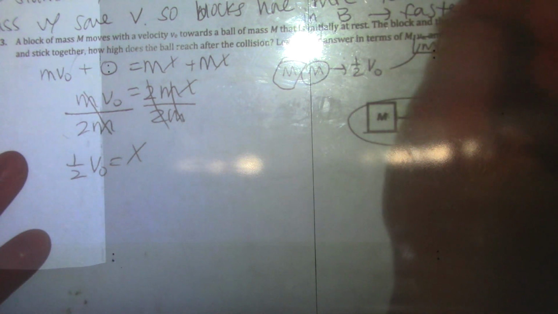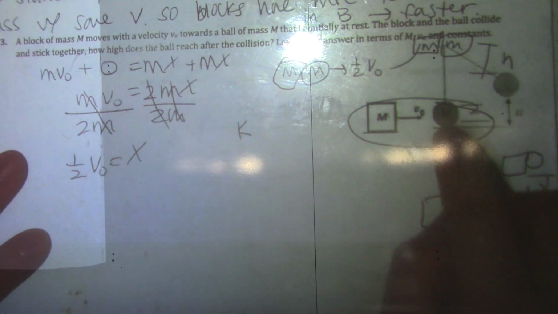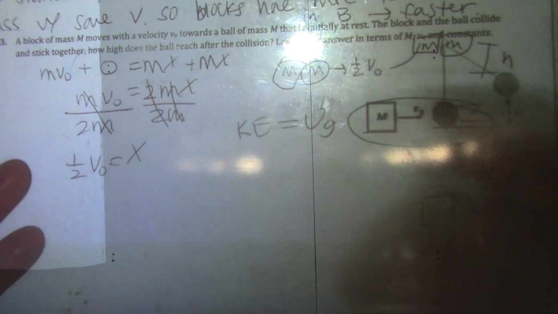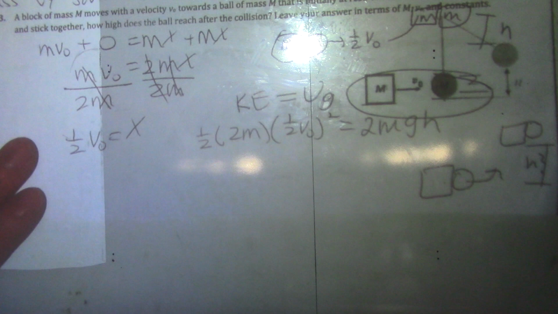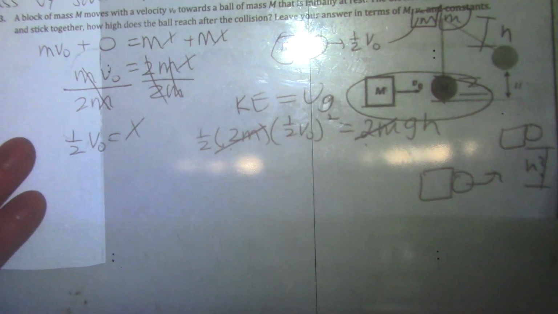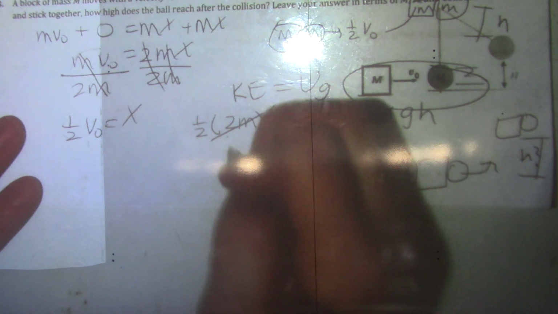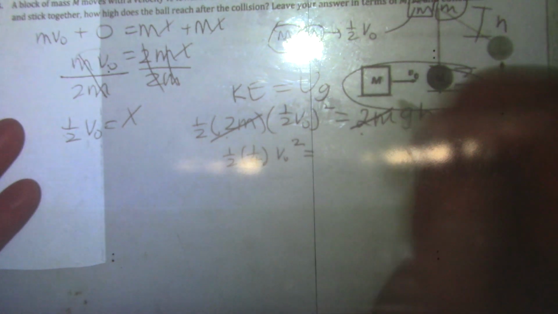Now I have the m and the m moving at 1/2 v naught, and they're going to swing up to m and m at a height of h. That's conservation of energy, because I'm swinging, I'm changing from kinetic energy into potential. The kinetic at the bottom will equal the potential at the top, so I've got 1/2 mass of 2m, velocity of 1/2 v naught squared, equals potential, still mass of 2m, g, and a height h. First thing I'm going to do is get rid of the 2m. I'm going to clean this up, so 1/2 squared is 1/4, v naught squared is just v naught squared, equals gh.